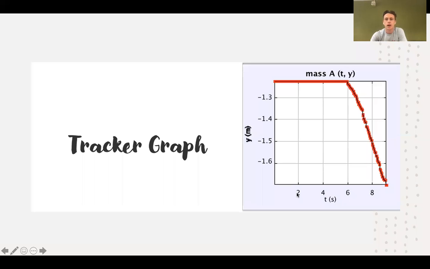Here's the time versus Y position graph. As you can see, it stays stationary up until about 6 seconds, and then it decreases in Y position. Just for reference, my Y values are negative because I set the top of the slinky as the reference point, or where he lets go of the slinky.